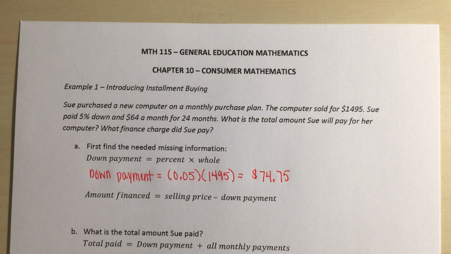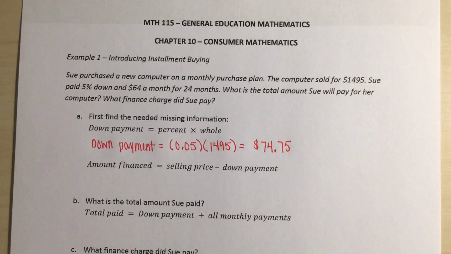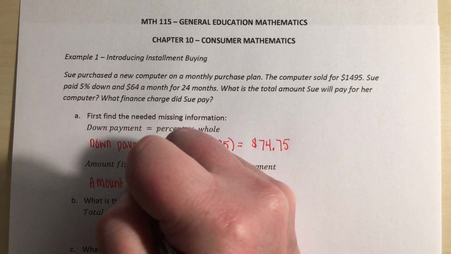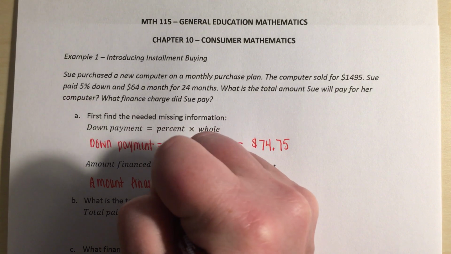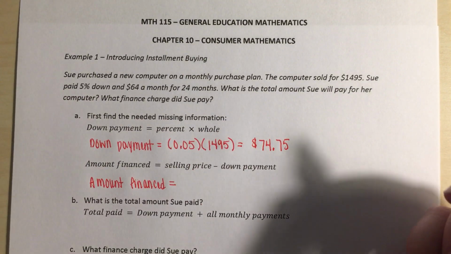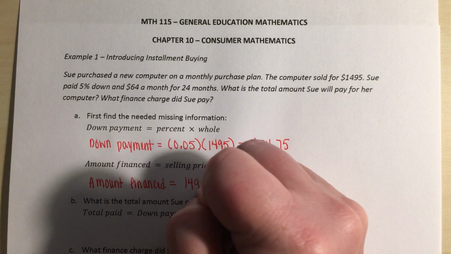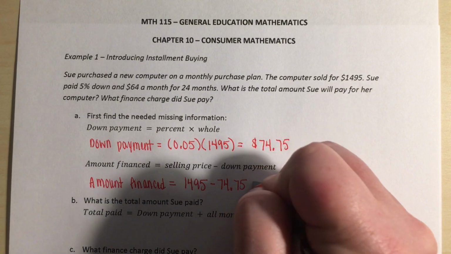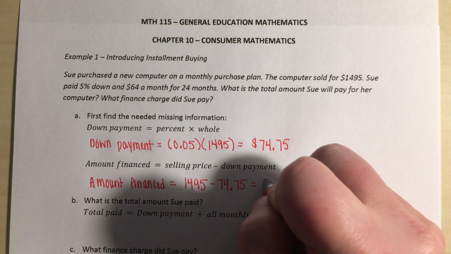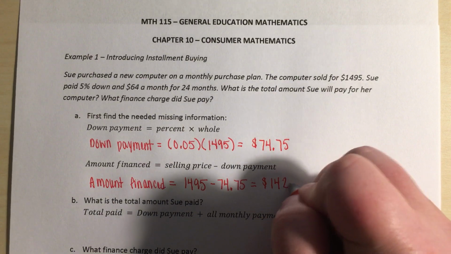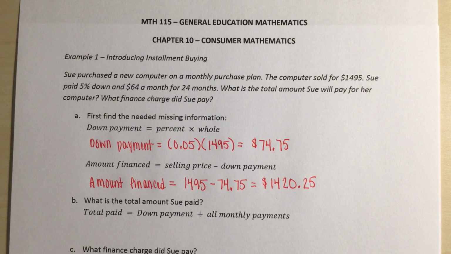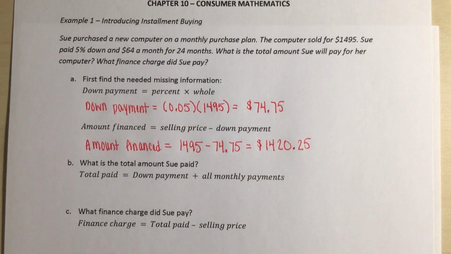The amount financed is going to be our selling price minus the down payment. So the selling price was $1,495 minus $74.75. That means the amount that still needs to be paid that's being financed is $1,420.25. So to find our down payment is simple multiplication, and to find our amount financed, we're doing a simple subtraction.